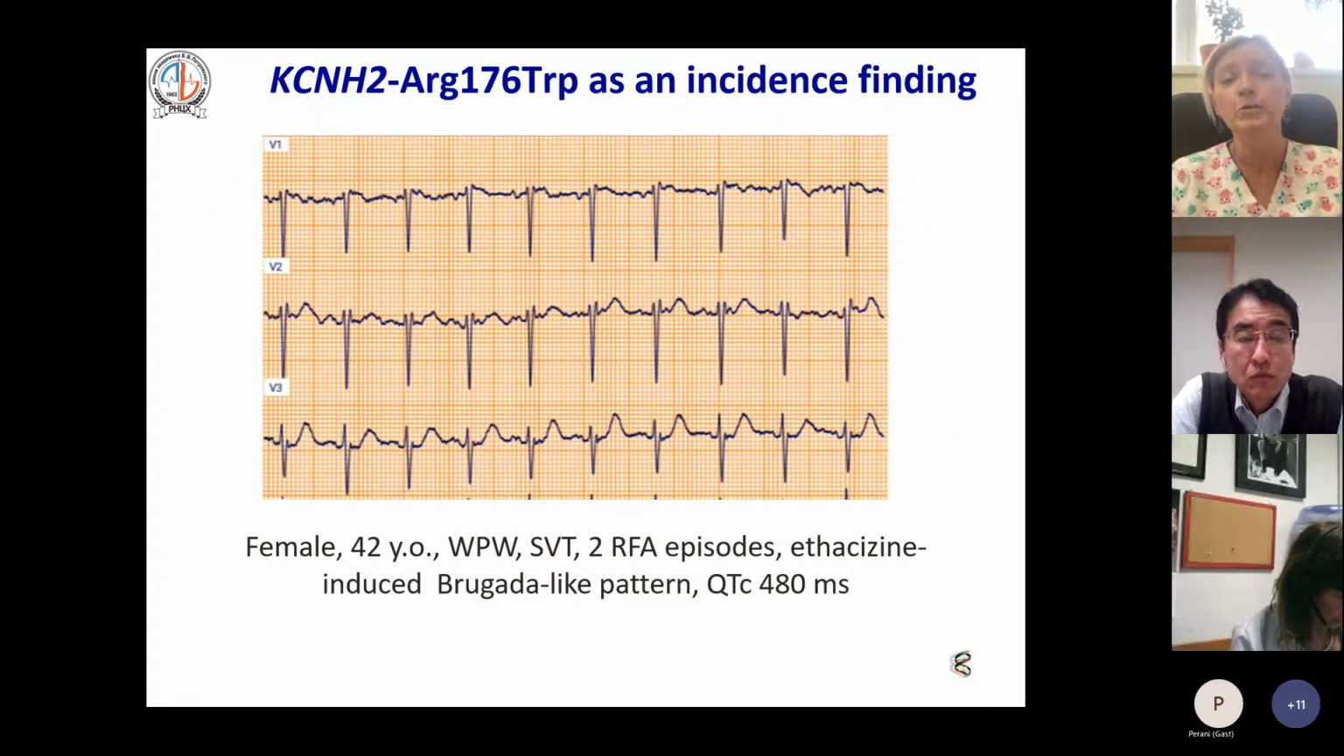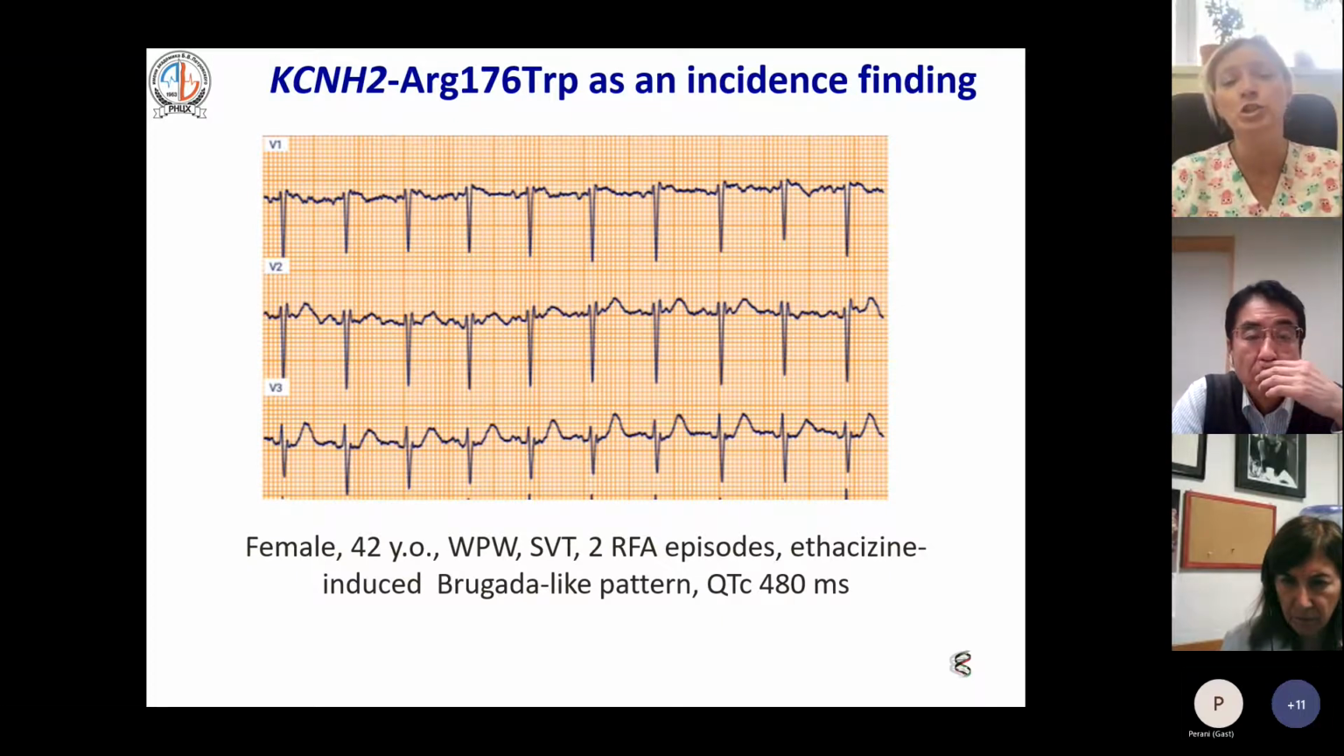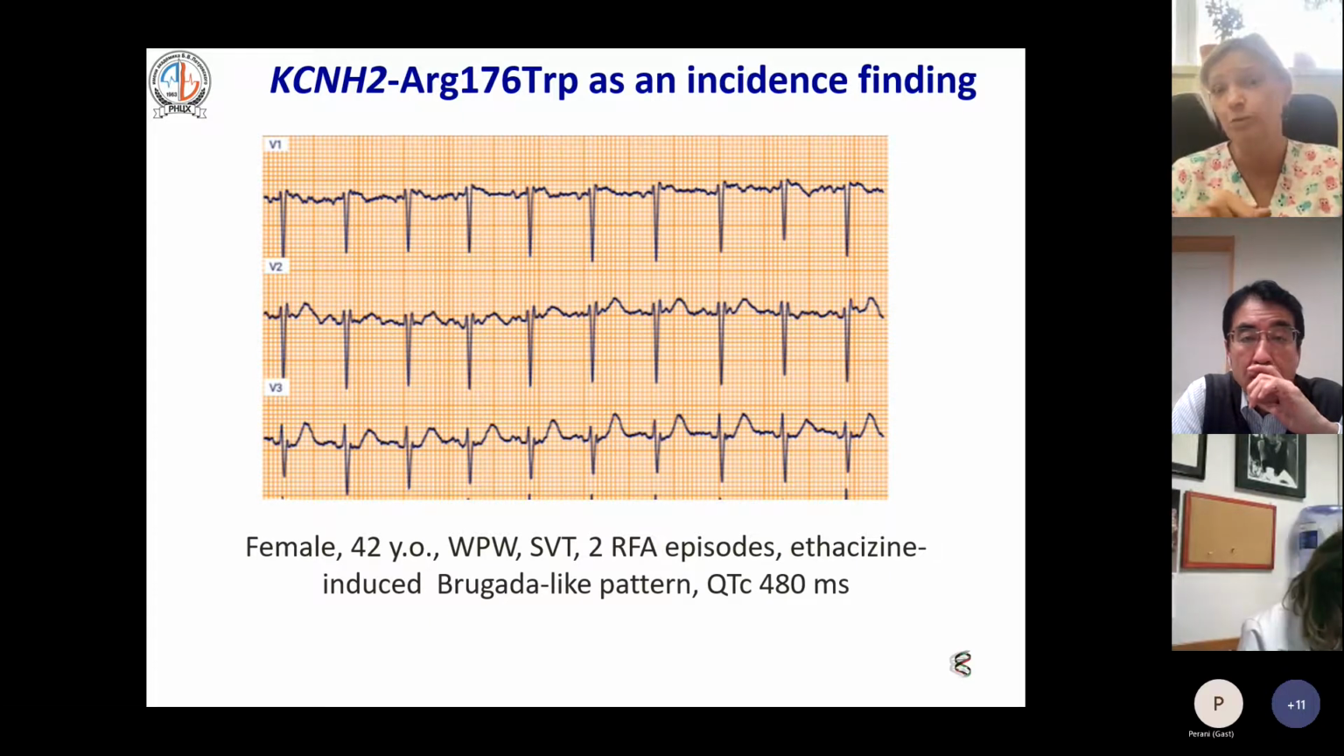In 2 cases, we got this variant as an incident finding in a patient with a Brugada-like pattern. For me, it was a bit strange that only after identification of this variant, the cardiologist just remeasured the QTc interval, and it was found to be 480. What is actually important for diagnosis, it's already a clinical diagnosis of long QT syndrome for a female, but clinicians were for some reason focused only on the Brugada pattern.